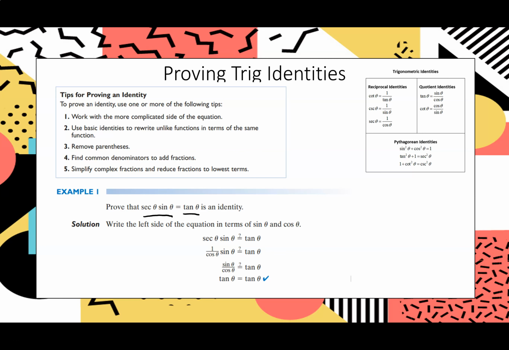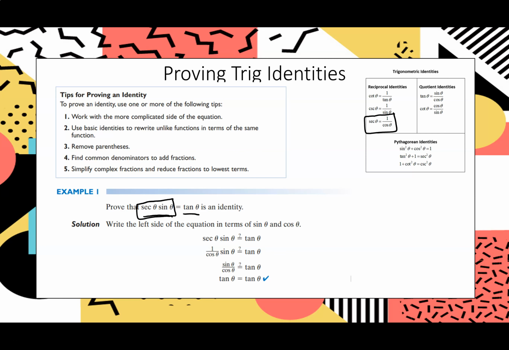What we do is we keep one side exactly the same the whole way down, right? We're going to choose tan theta to keep the same all the way down. But we take this secant theta sine theta and we change it up a little bit. So for example, what is secant equal to? Well, look right here. Secant is 1 over cosine. So instead of writing secant right here, I write 1 over cosine.